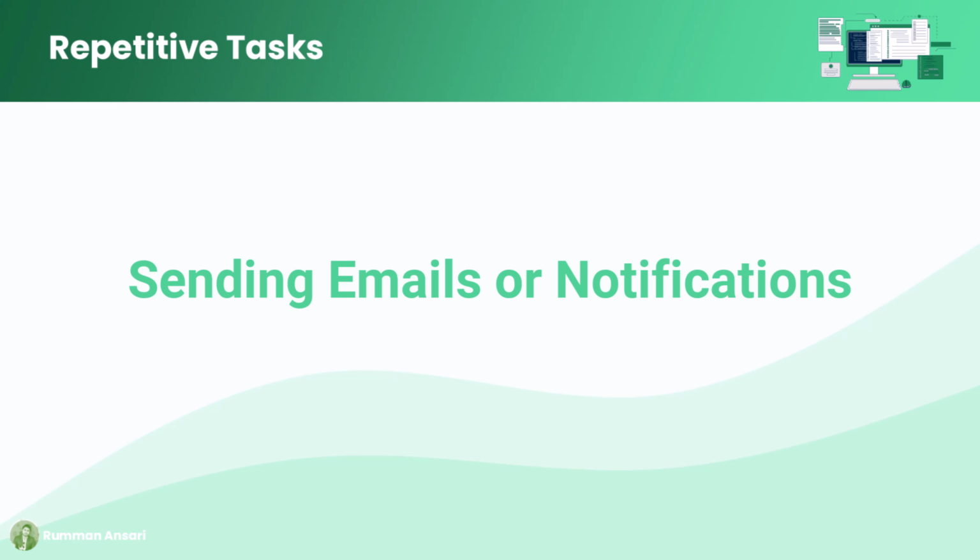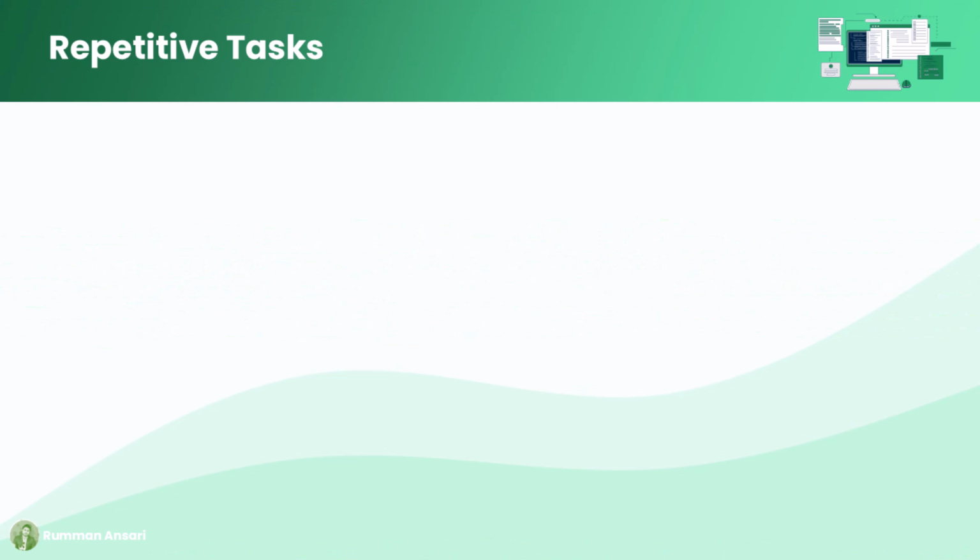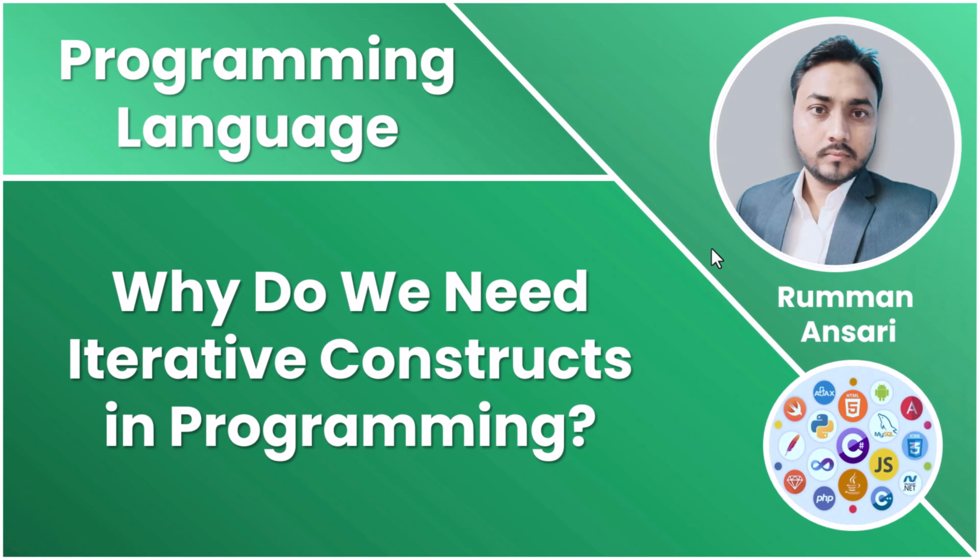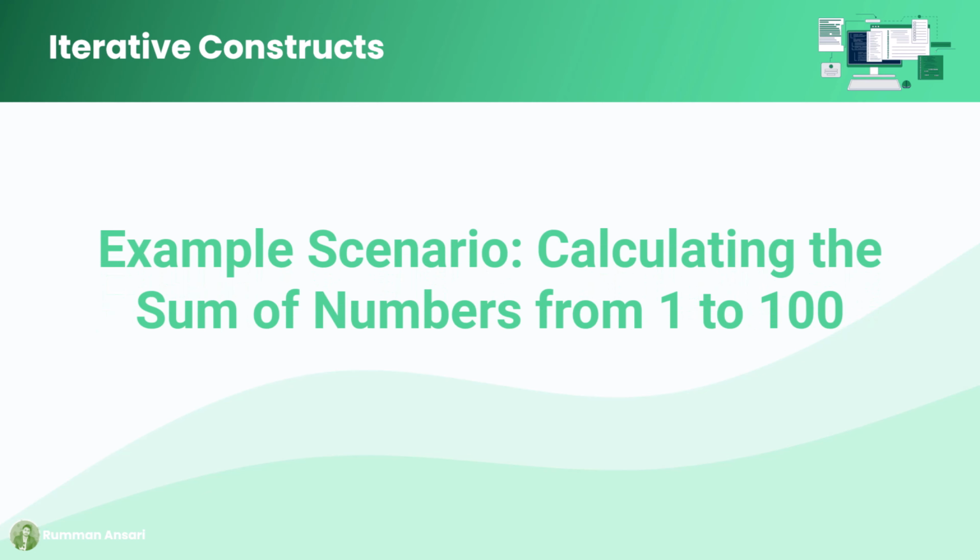Okay, so repetitive tasks are common in programming, and iterative constructs like loops provide a way to automate these tasks efficiently, whether it's processing data, interacting with users, generating reports, or handling large-scale operations. Loops help reduce the need for repetitive code, making programs more maintainable, scalable, and efficient. Now let's talk about an example scenario, calculating the sum of numbers from 1 to 100. Let's consider a simple example where we want to calculate the sum of all numbers from 1 to 100.